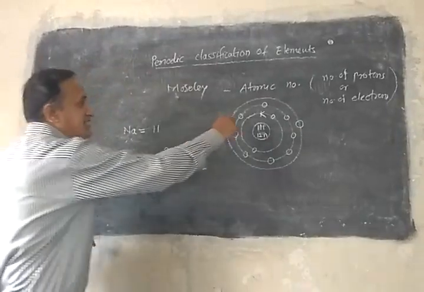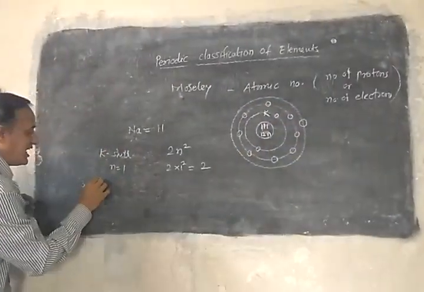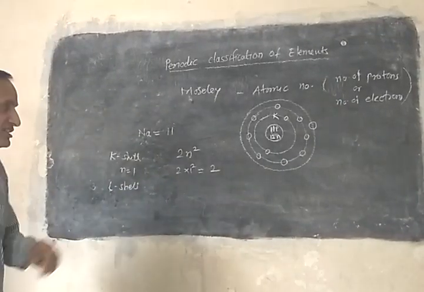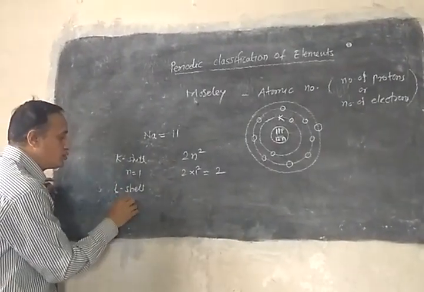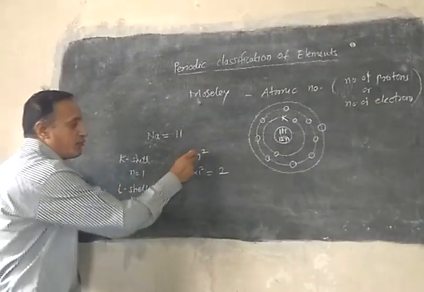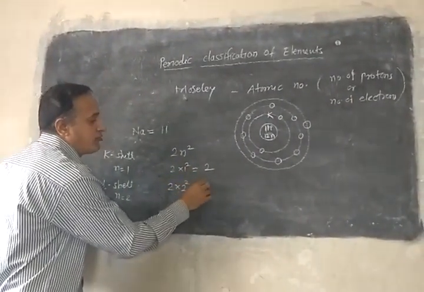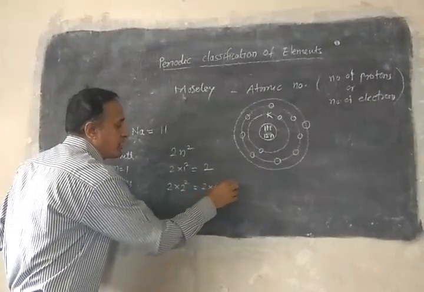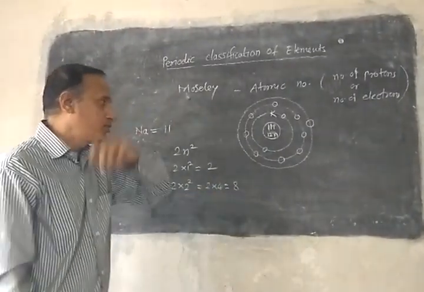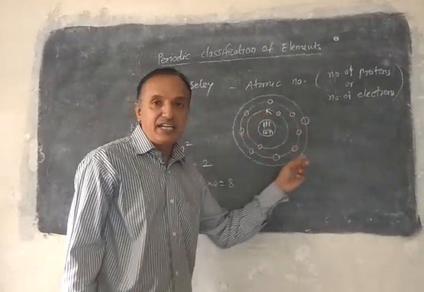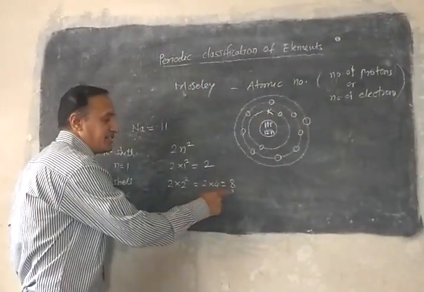Similarly, the second shell is called the L shell. That is the second orbit, when n equal to 2, it is called the L shell. Here you put n equal to 2. So 2 into 2 square, 2 square is 4, so 2 into 4 equal to 8. So the second shell has the capacity to hold 8 electrons.